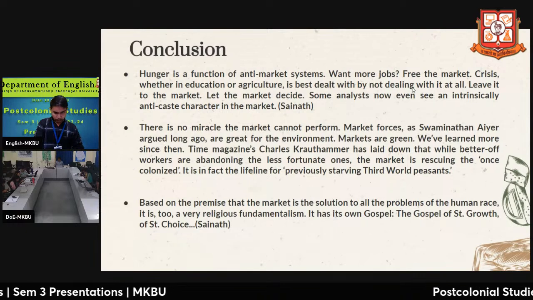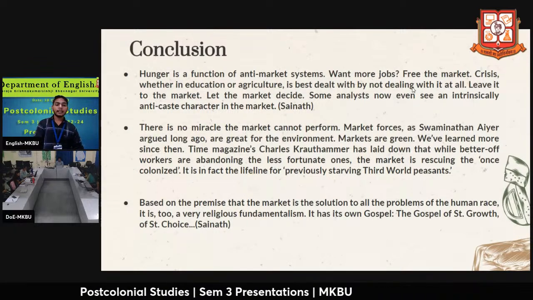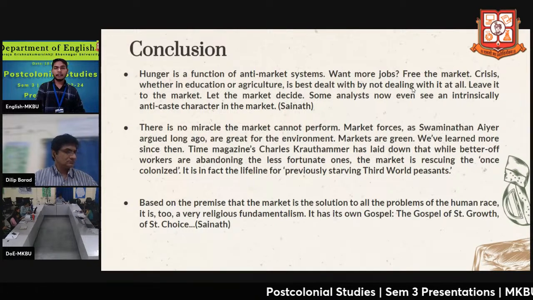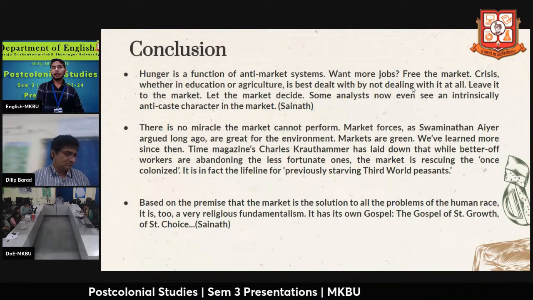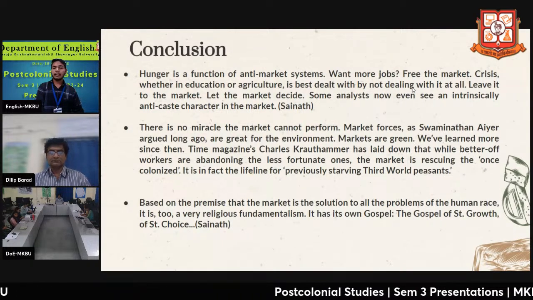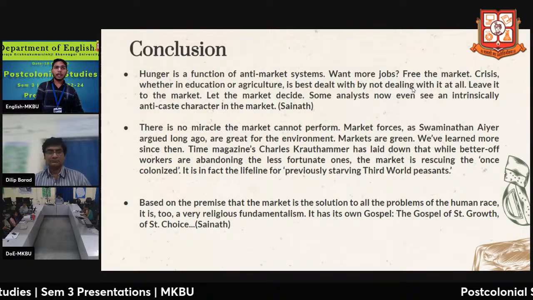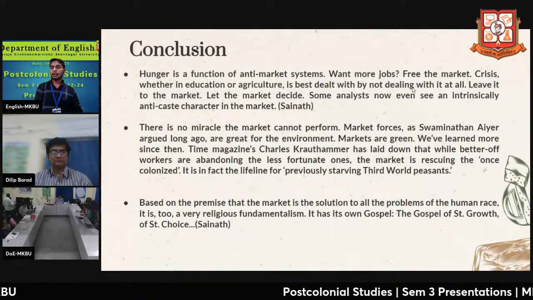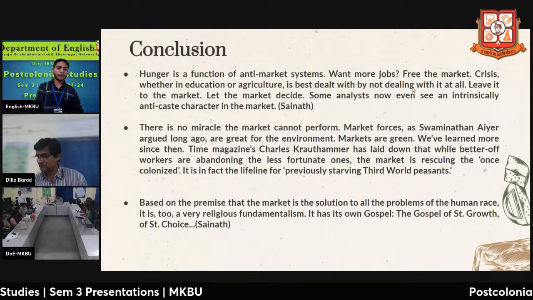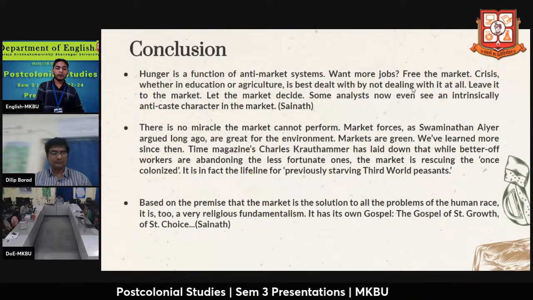Hence, workers are abandoning the less fortunate ones. The market is rescuing the ones colonized. It is, in fact, the lifeline for previously starving third world peasants. So in that way, third world countries and their workers always prefer to go to foreign land, and the globalized companies and organizations will choose to give work to these third world countries, so they can achieve high growth at a very low price, based on the premise that the market is the solution to all the problems of the human race. It is also a very religious fundamentalism.